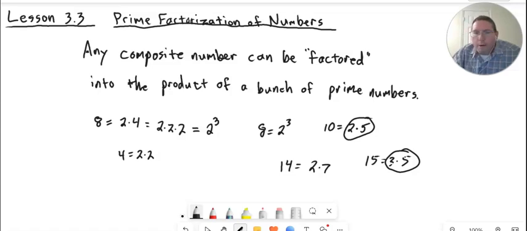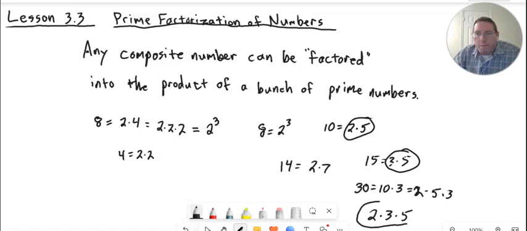Let's do one more. How about 30? 30 is the same thing as 10 times 3. You could also say 6 times 5. And 10 is the same thing as 2 times 5. So we would have 2 times 5 times 3. Now the way we would write this, actually, we would write it in order: 2 times 3 times 5. 2 times 3 is 6. 6 times 5 is 30. 3 times 5 is 15. 15 times 2 is 30. So any way you look at it, it's 30. This is the prime factorization of 30.